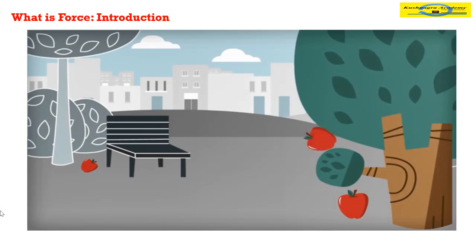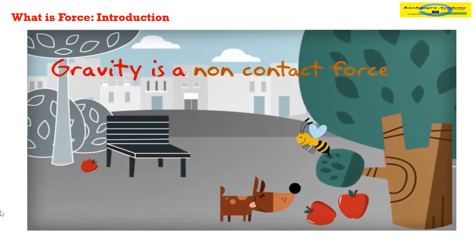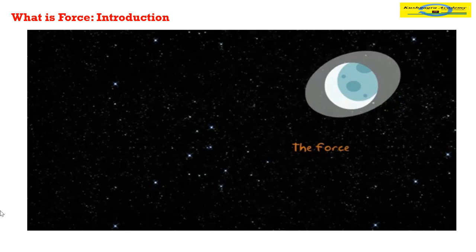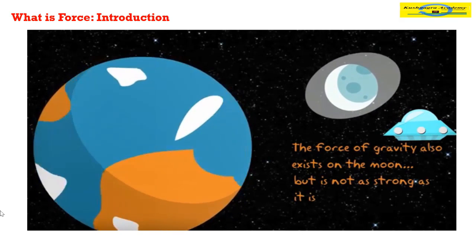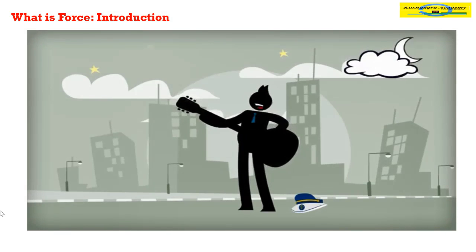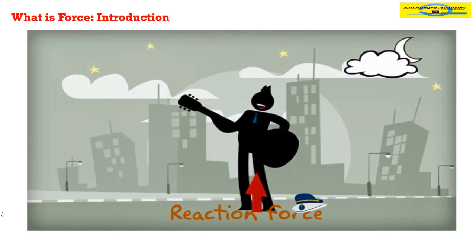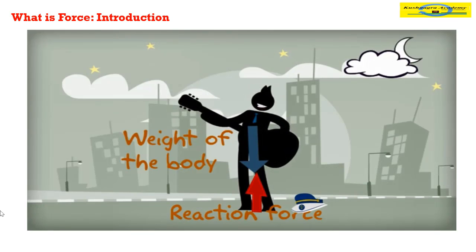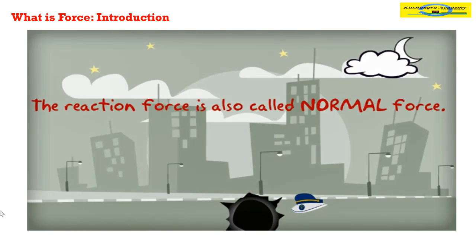The force that makes things fall to the ground is called gravity. Gravity is an example of non-contact force. Gravity pulls an object towards the Earth. The force of gravity also exists on the Moon, but it is not as strong as it is on Earth. When an object rests on a surface, there will always be a reaction force. When we are standing on the Earth, the reaction force balances the weight of our body, so we don't fall through the pavement. The reaction is also called normal force.